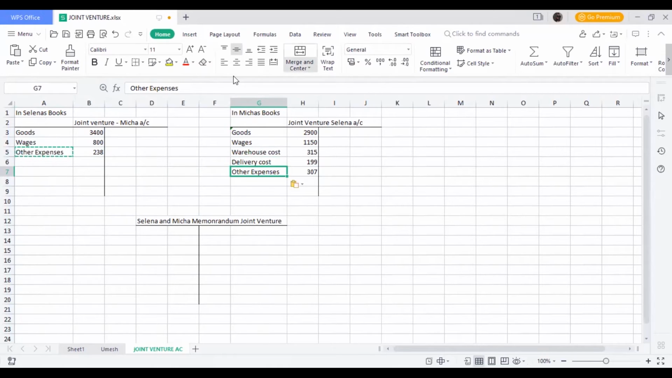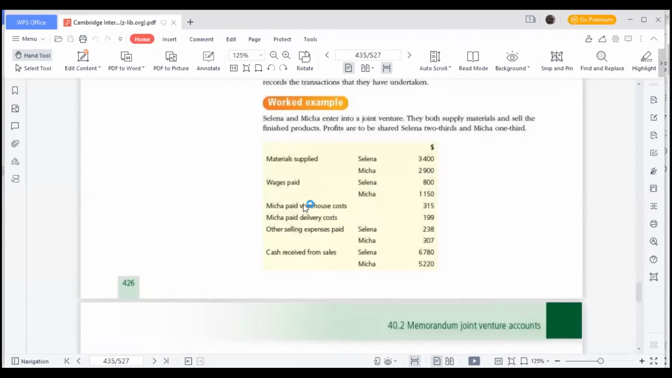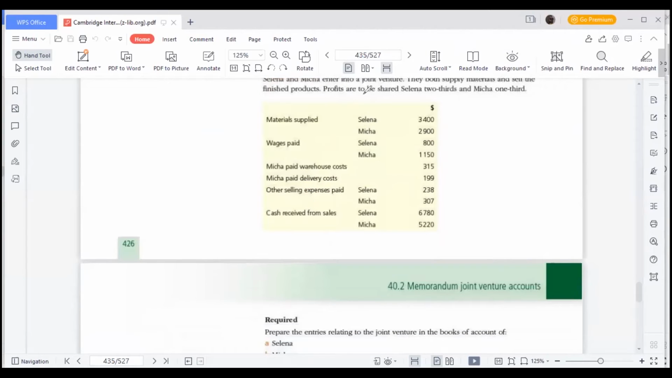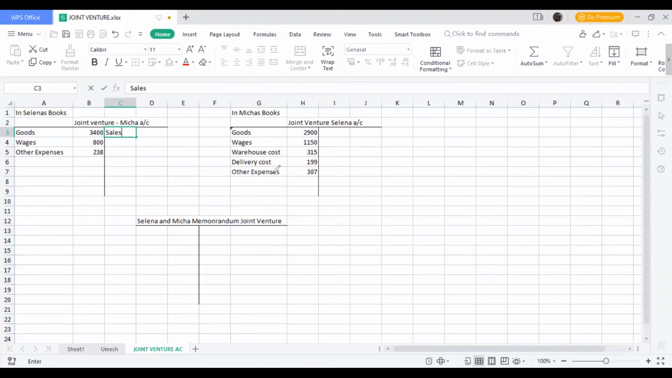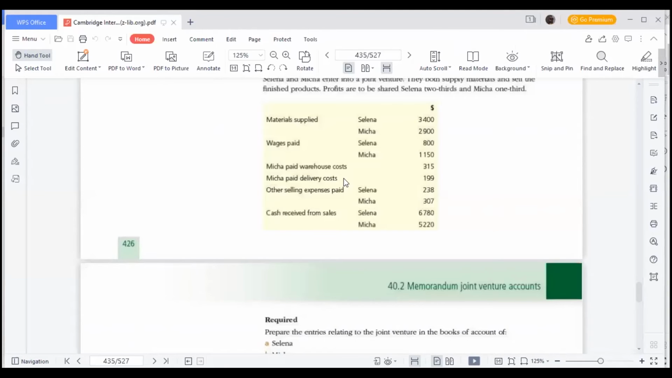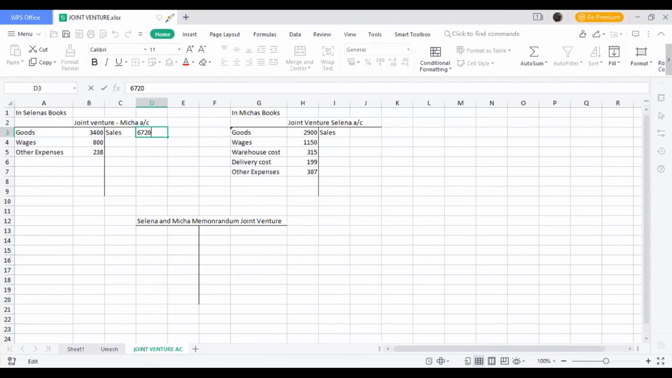Then we have the next transaction. What do we have? Cash received from sales is 6,780 and 5,220. So sales 6,780, and sales 5,220. Yes, sales 5,220. So we are almost done with the adjustment.